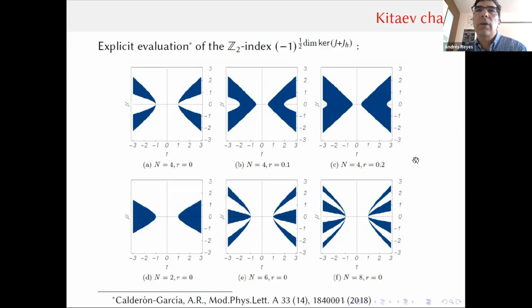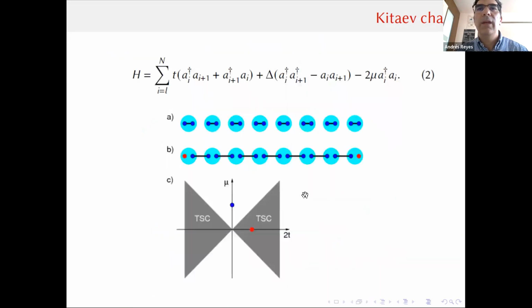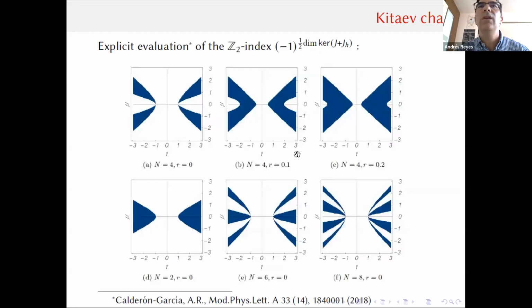So here I am proceeding in the following way. I am considering finite lattices just to illustrate what is going on. The diagram has the horizontal axis as the parameter t and the vertical axis as the parameter mu, so it should coincide with this. But I am also considering boundary conditions. So I introduce a parameter r, which has the following meaning. If r is equal to 0, then I am considering the chain with open boundary conditions. If r is equal to 1, then the system is being considered with periodic boundary conditions, so it is a closed system.